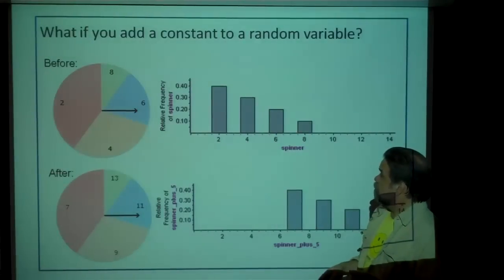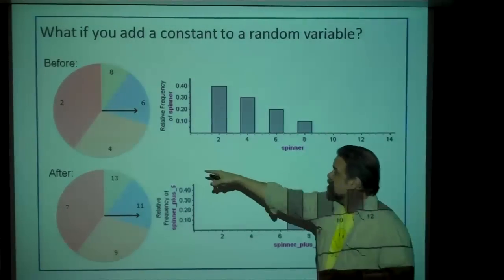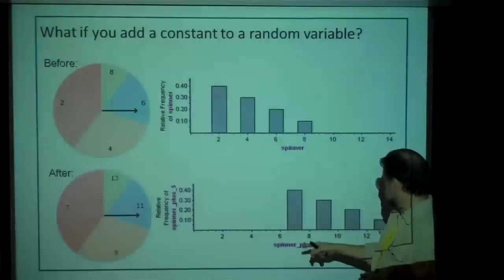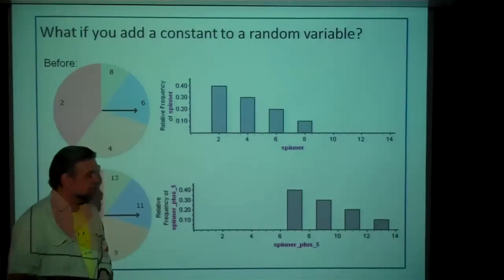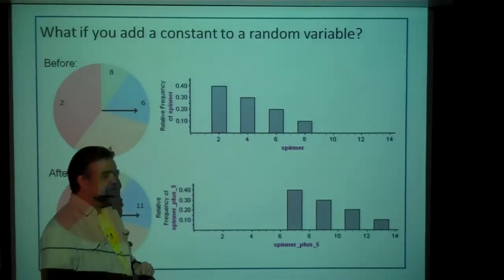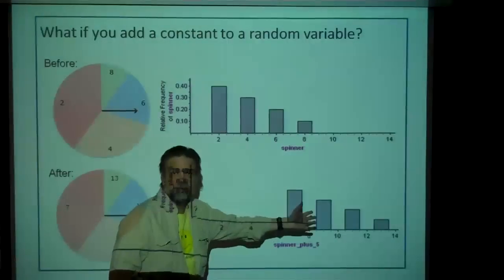Well, let's look at what our values would look like. Here's my histogram that's associated with the possible values in this spinner. And here's the histogram associated with the possible values of this spinner. And what you see is everything has just been shifted up to the right 5 units, which means our mean is also going to be shifted up to the right 5 units.